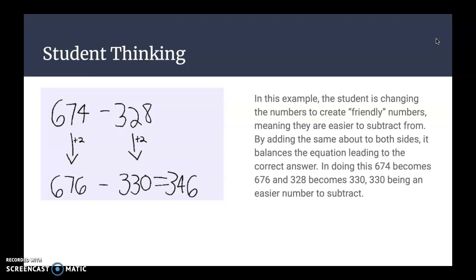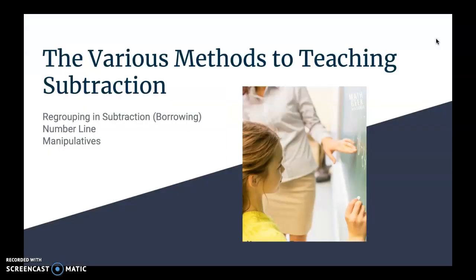So in this example, the student is changing the numbers to create friendly numbers, meaning they're just making the numbers a little bit easier to subtract from. By adding the same number to both sides, it balances the equation, leading to the correct answer. So we have 674 that becomes 676, and 328 that becomes 330, and that will give us 346.